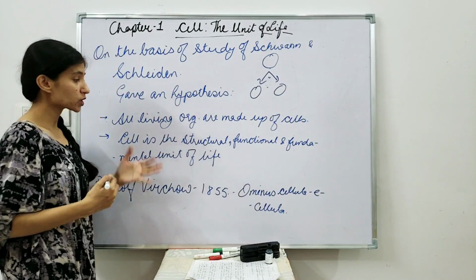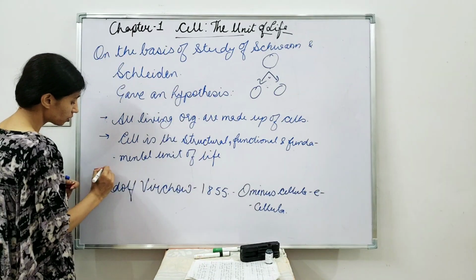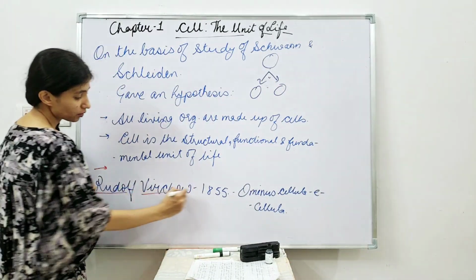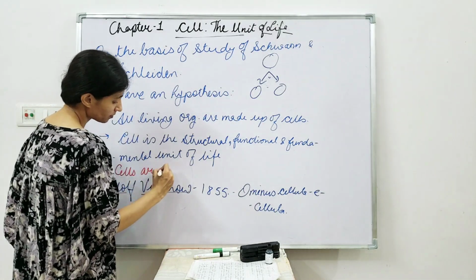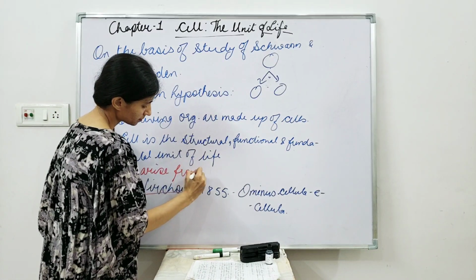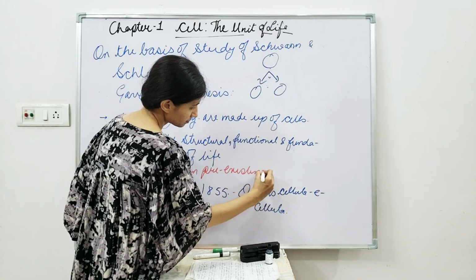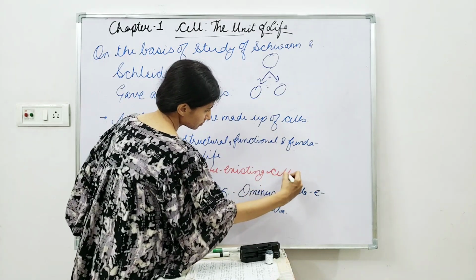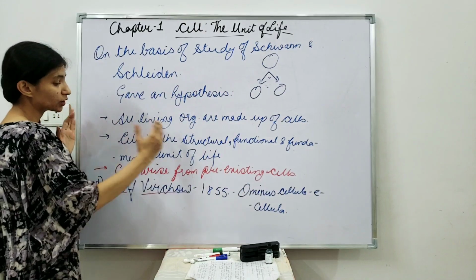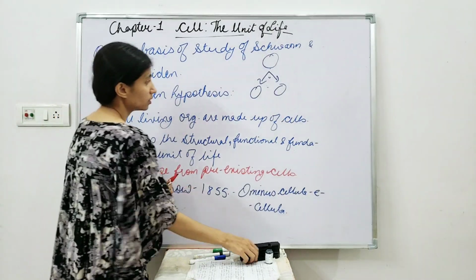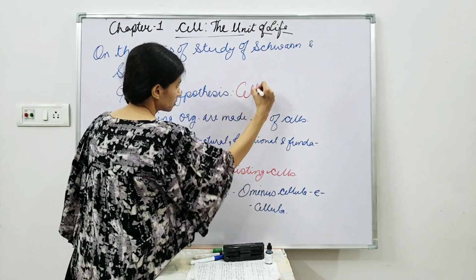So this part which was missing from the cell theory got added, and another thing given by Rudolf Virchow, I am writing in red color for Rudolf Virchow, is that cells arise from pre-existing cells. Okay, so this was about the cell theory. This is how the whole cell theory was given, and the whole hypothesis that was given was actually the cell theory.